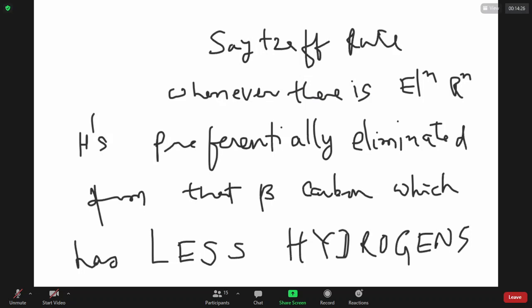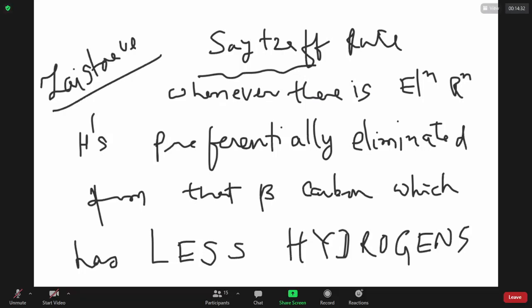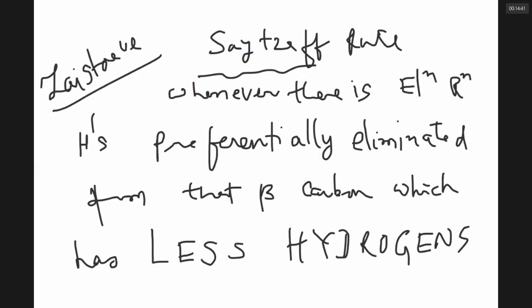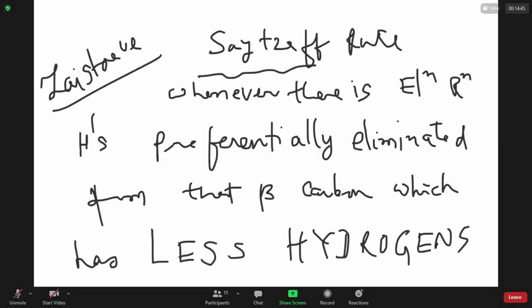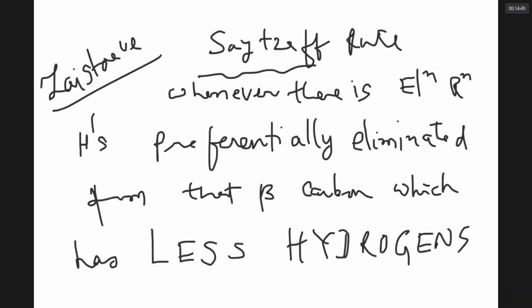Though you are calling it Saytzeff, its spelling is like this. We call it Saytzeff, but the spelling is Zaitsev. It's some German name. So there is no relation between the way you pronounce and the spelling you write. That is called German. Okay. Are we very clear, sir?